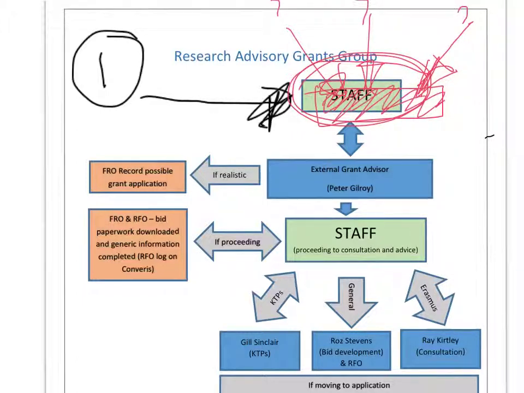So rather than staff, I'm wondering if that box wants to be initial prototype or initial suggestion, initial idea for a bid. Now, one of those sources of inspiration, of course, is Peter himself. So it might well be that this box, which at the moment is Peter's box, actually is moved up and becomes one of these inputs.